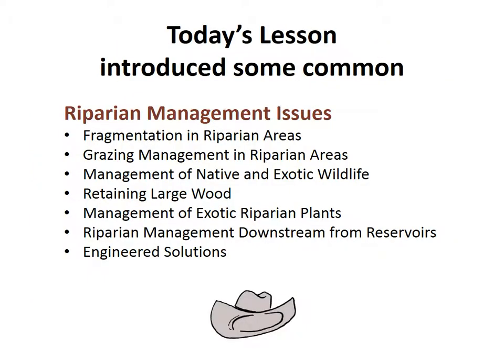Today's lesson introduced some common riparian management issues. These issues can include fragmentation in riparian areas, grazing management in riparian areas, management of native and exotic wildlife, retaining large wood, management of exotic riparian plants, riparian management downstream from reservoirs, and engineered solutions.